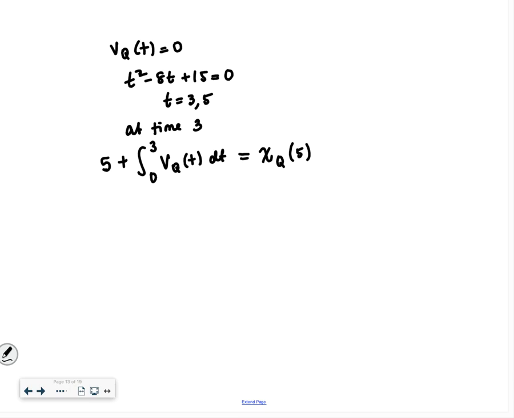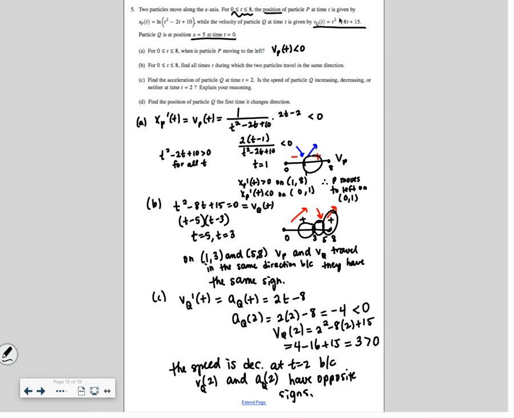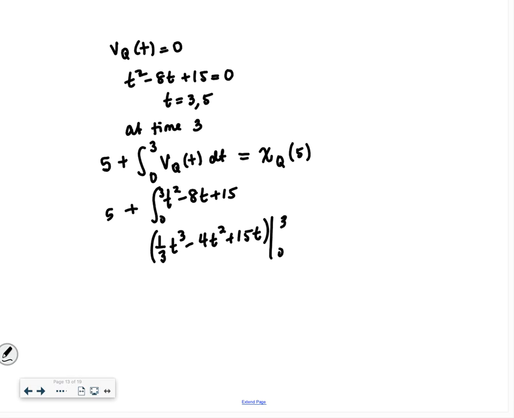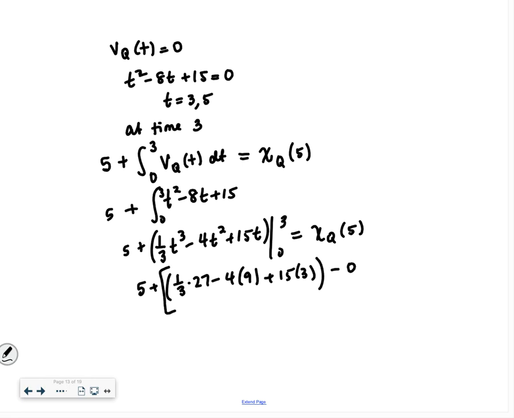So if I integrate this v Q, t squared minus 8t plus 15, and I go from 0 to 3, I'm going to get 1/3 t cubed minus 4t squared plus 15t, going from 0 to 3, which is pretty tricky to do without a calculator, but we can manage. We're going to get that position at time 3. So I'm going to have 5 plus 1/3 times 27 minus 4 times 9 plus 15 times 3. And then all of the rest of it ends up being 0, which is kind of nice.